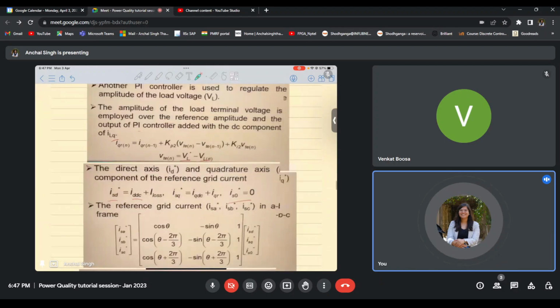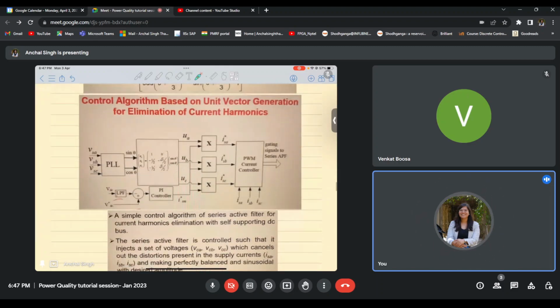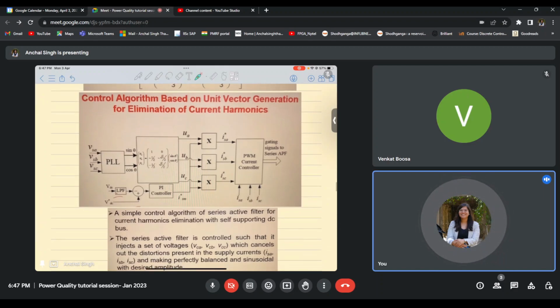These are again the equations for the same block diagram. If you look at the block diagram and then look at the equations, you will be able to understand the system very nicely. Then there is another control based on unit vector generation for elimination of current harmonics. As we have been discussing, there are a lot of options and n number of control algorithms available in literature, and based on our application, we can find out whatever suits us.